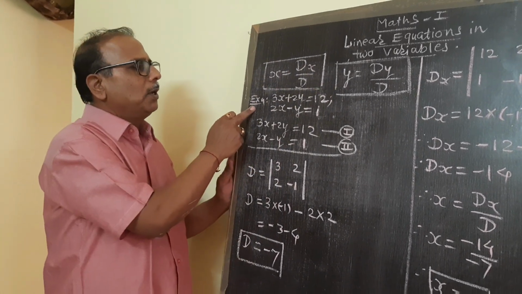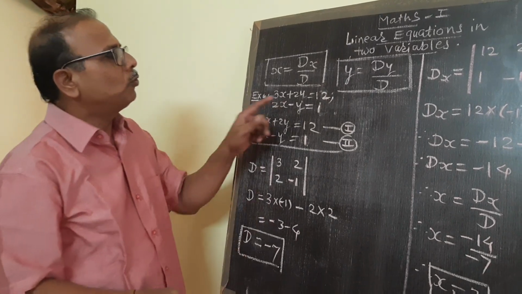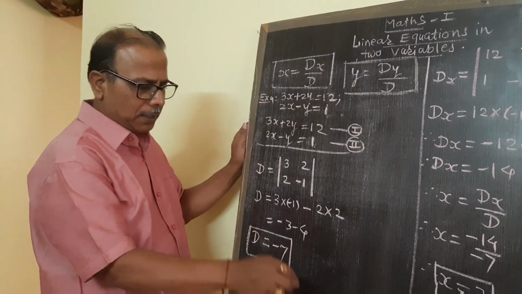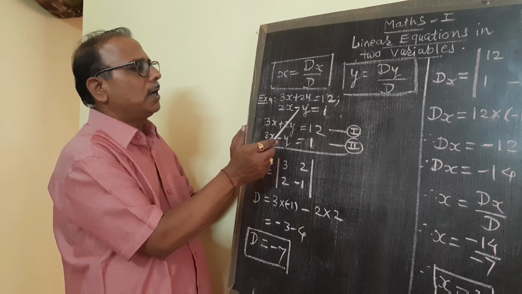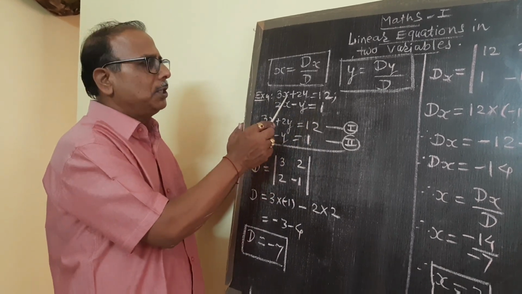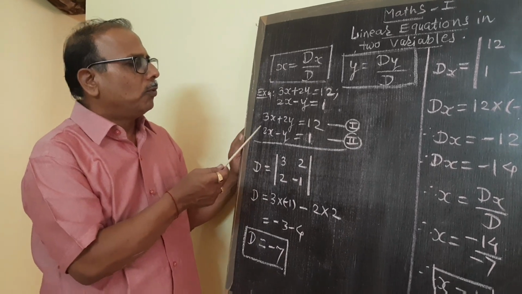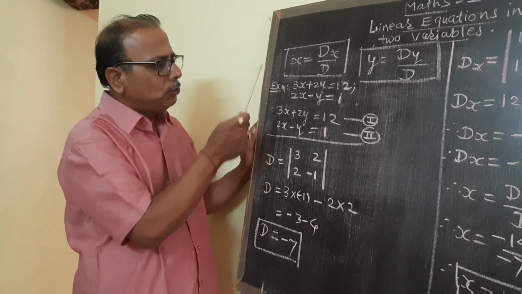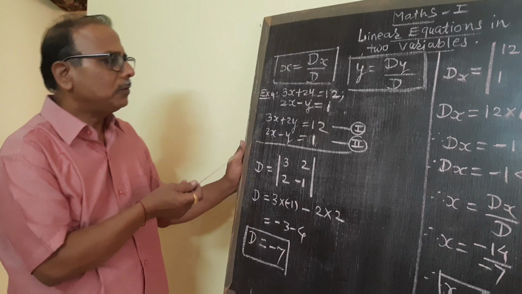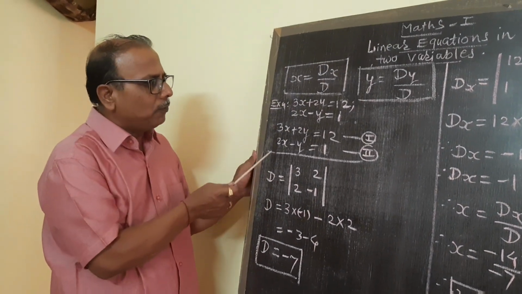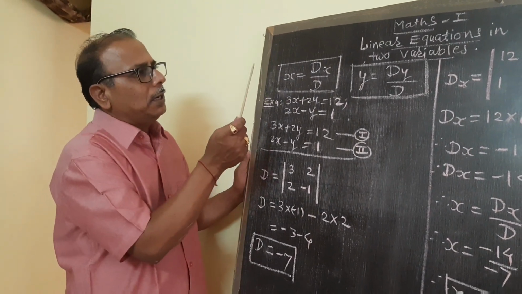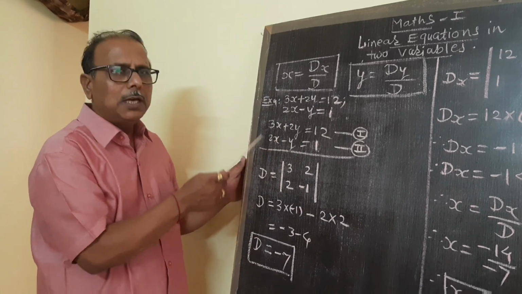See here one example: 3x plus 2y is equal to 12, and 2x minus y is equal to 1. These two simultaneous equations are given to us. We will solve them by using the determinant method. Directly we write the determinant d, dx and dy. See here how to write.